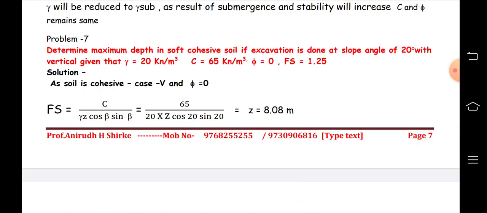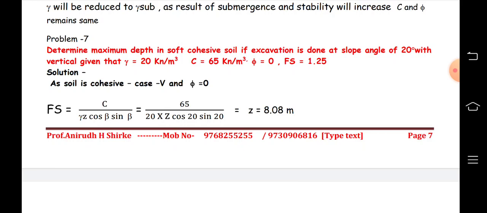So next problem: determine the maximum depth in a soft cohesive soil if the excavation is done. Note that cohesive soil means clay soil. The excavation is done at a slope angle beta with the vertical, given that gamma equal to 20 kilonewton per meter cube, c equal to 65 kilonewton per meter cube, phi equal to 0, factor of safety equal to 1.25. So this is case number 5.